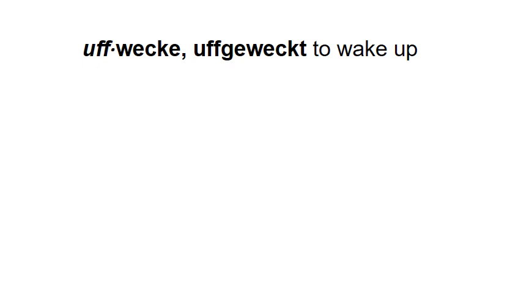I've put it in italics here, but in the vocabularies in this lecture series, I usually put a dot in between the separable prefix and the main stem of the verb. So in our verb here, opwekken, the uf is a separable prefix, and the wekken is the root of the verb. Well, what does it mean if it's a separable prefix?